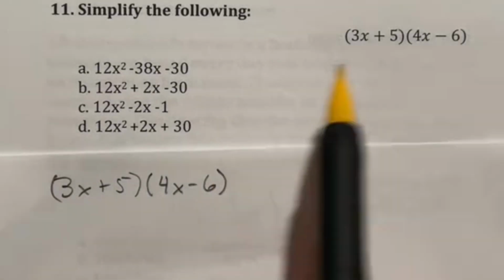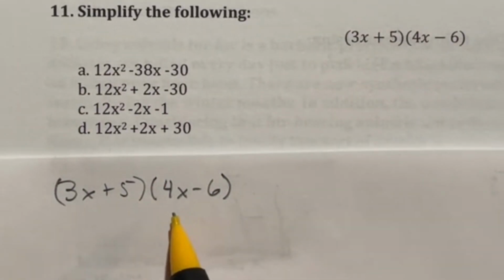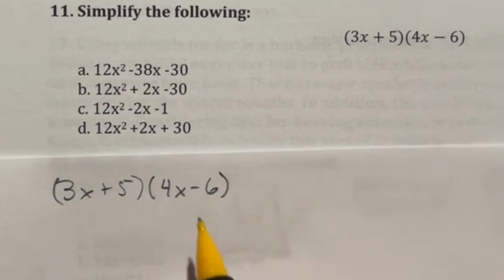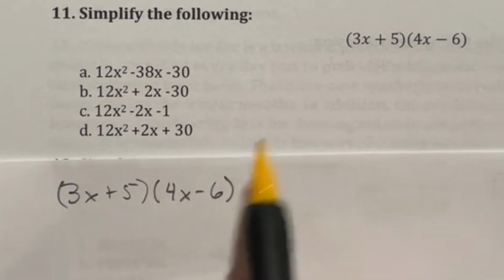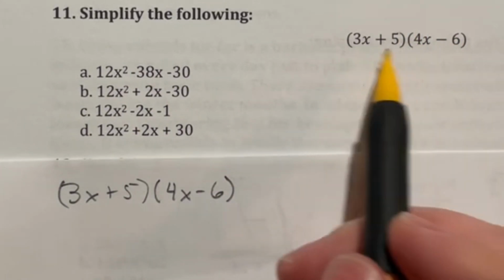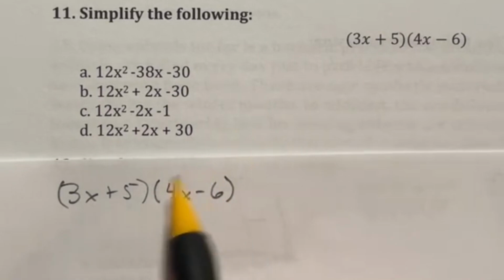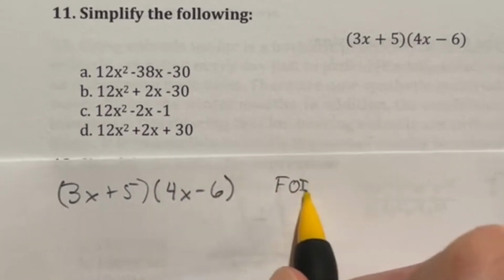Number 11 says to simplify the following, and it gives us this right here. But I'm actually going to rewrite this down here so it's a little bit easier on the camera for us. Essentially, when we're simplifying, what it's asking us to do is distribute these two binomials into one trinomial. So when I'm looking at this, we usually use the word FOIL. Now, what does the word FOIL mean?